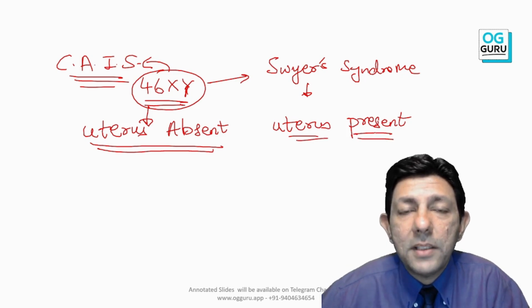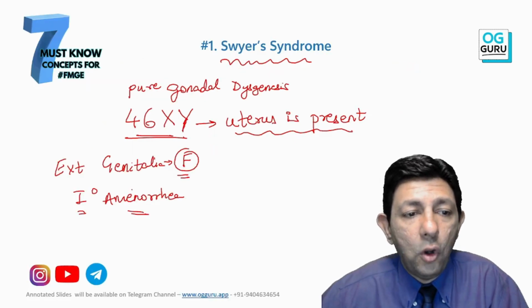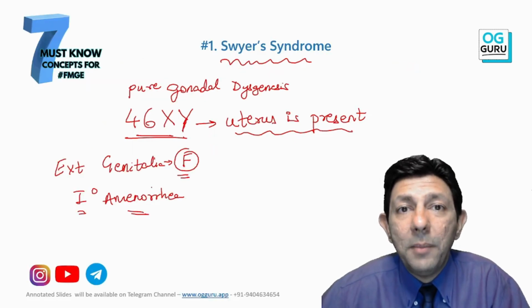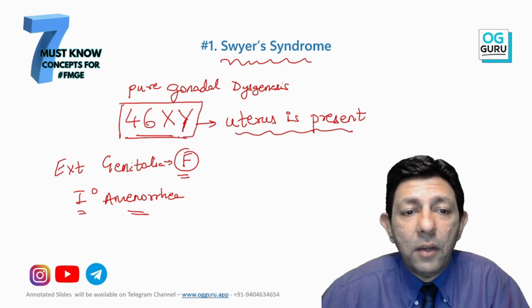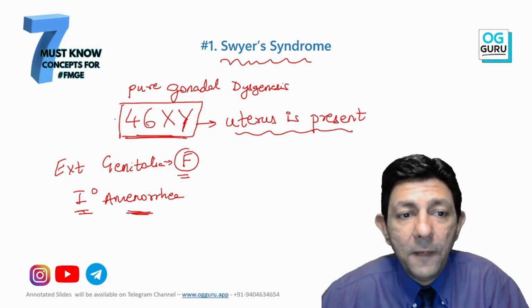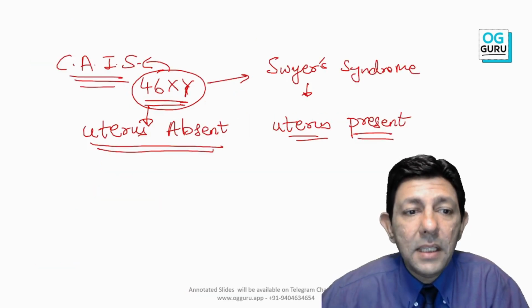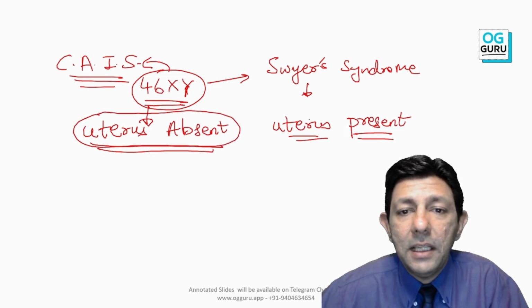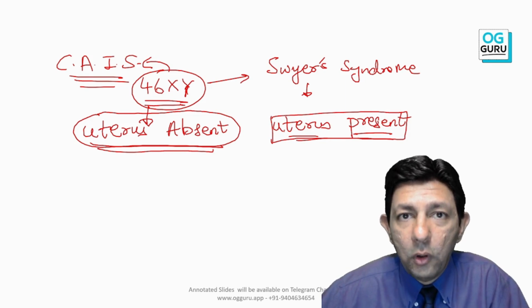So both of them present to us with primary amenorrhea. Both of them are raised as female. They have a normal female external genitalia. They'll be raised as a girl child and come to the Gynaec OPD, but they have a karyotype of 46XY. They present with primary amenorrhea. When you do the karyotyping, you know it is 46XY. On sonography, in CAIS the important point is that the uterus is absent. In Swyer syndrome, the uterus is present. Is this understood to all of you?